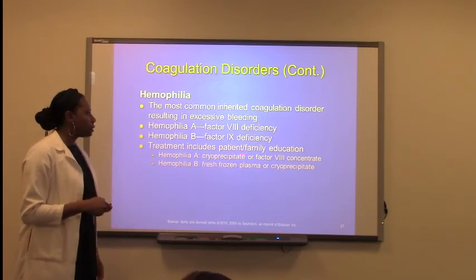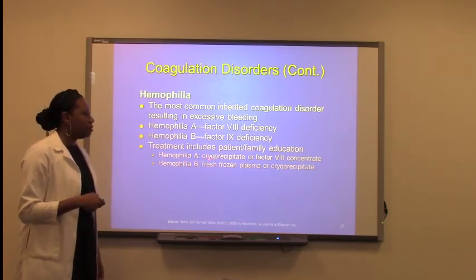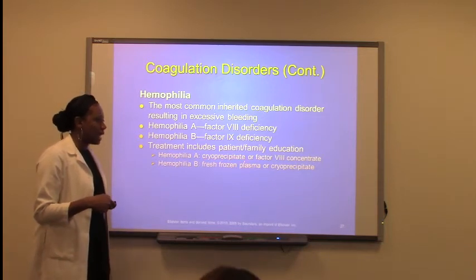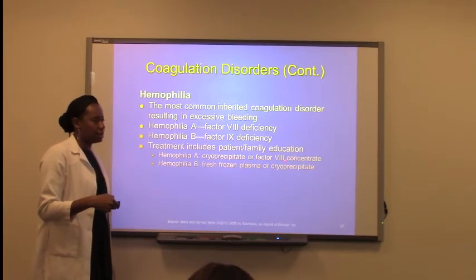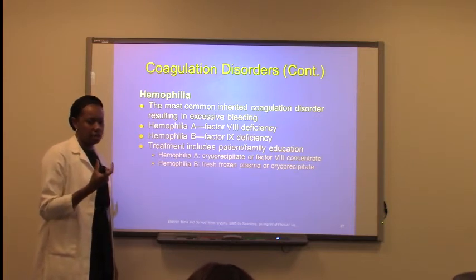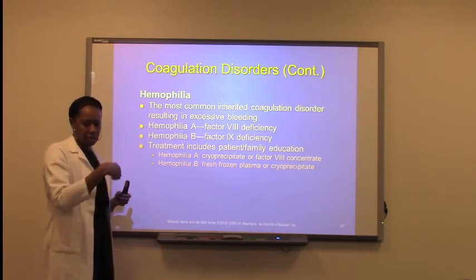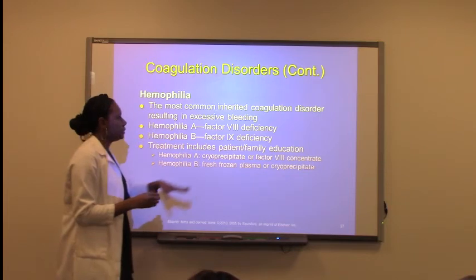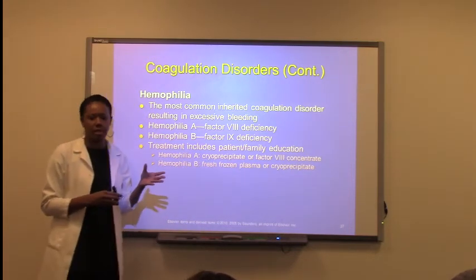The way you treat a person with hemophilia A, you give something called a cryoprecipitate, and then also, or they can have the factor 8 concentrate. So they do have a factor 8 concentrate that they can give these individuals. Now, let me explain what cryoprecipitate is.